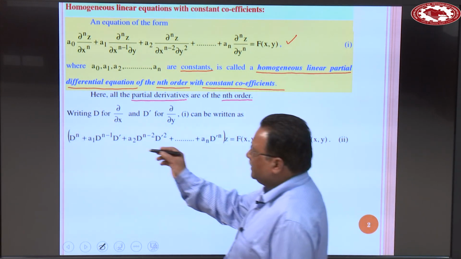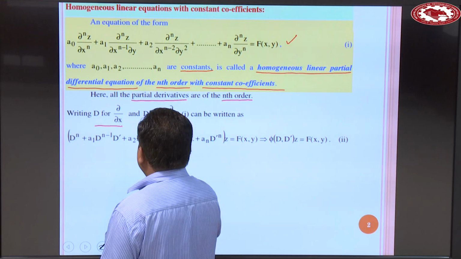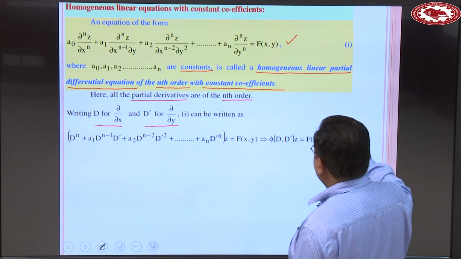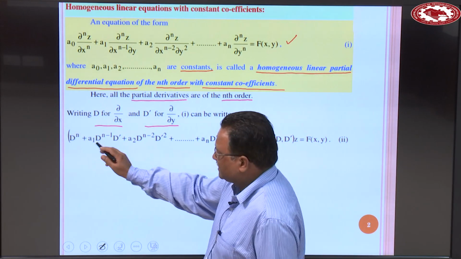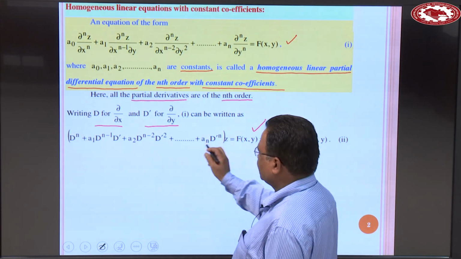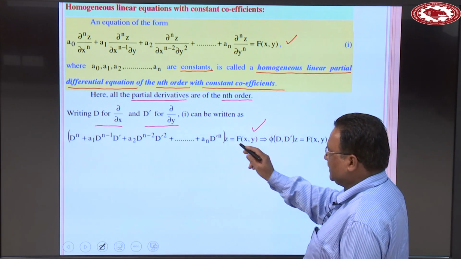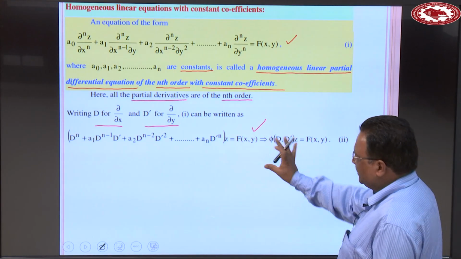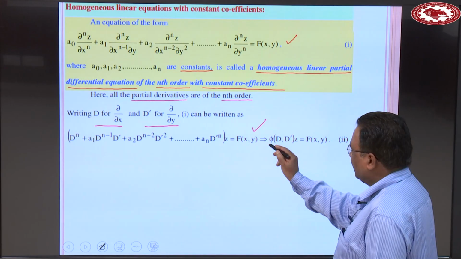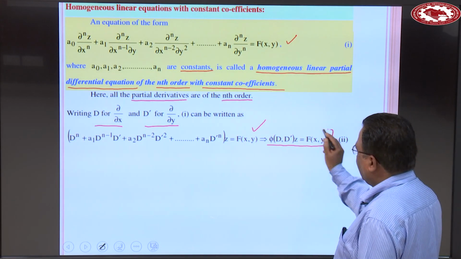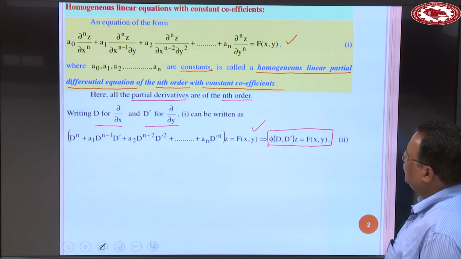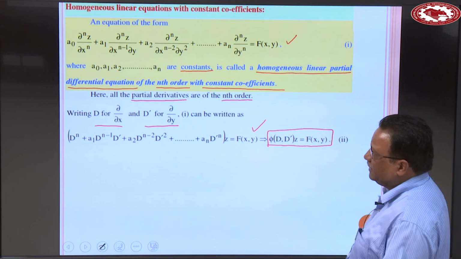Now, if we write D for ∂/∂x and D' for ∂/∂y, then equation number 1 can be represented this way: (D^n + a1 D^(n-1) D' + a2 D^(n-2) D'^2 + and so on + an D'^n) z = f(x,y). In short, we can write the left side as a function F(D, D') z = f(x,y). That is the symbolic representation of this type of homogeneous linear partial differential equations.